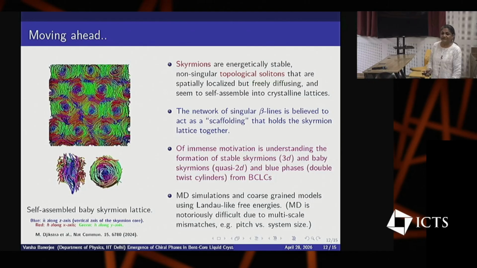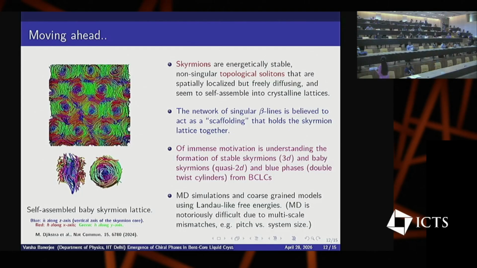Hopefully the next time I come, I'll be better prepared for the 8-minute talk and tell you more about these skyrmion lattices. I'll stop here. We can take questions now.